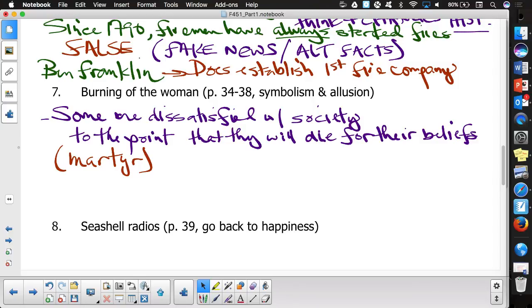Visually, how would she look when this is happening? House is going up in flames. What is she clutching? She's holding onto her books. What do the firefighters spray to start the fires? It's not water. Specifically kerosene. So they're spraying kerosene.